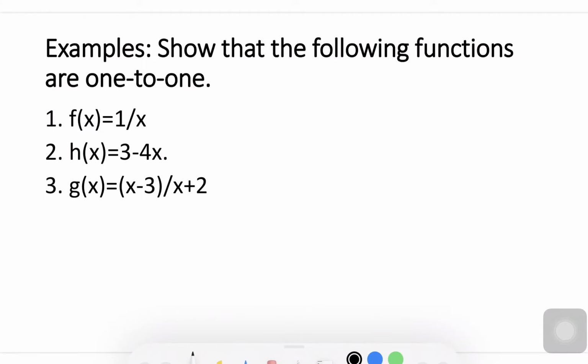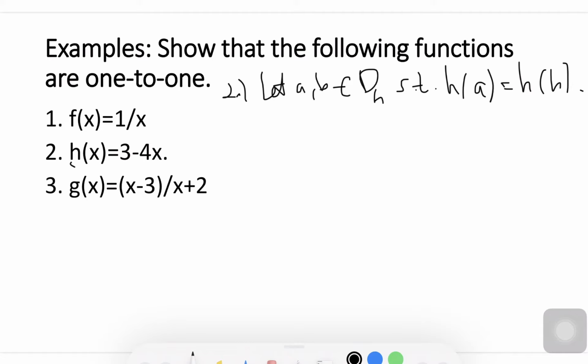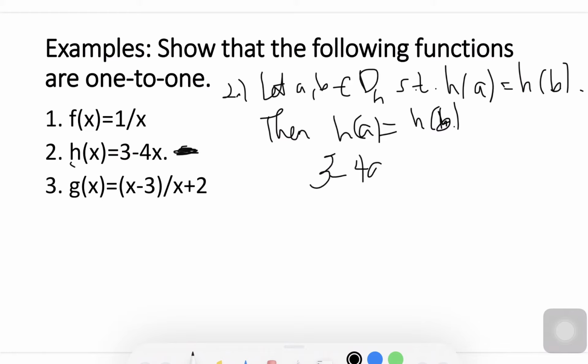Next. Number 2. Again, let's start with let a and b be in the domain of h such that h of a is equal to h of b. And then again, h of a equals h of b. So go back to the given. This is our given function. This will become 3 minus 4a, since a is the variable. So we will substitute x with a, equals 3 minus 4b, if b is the variable. Then again, we will show that a equals b from here.